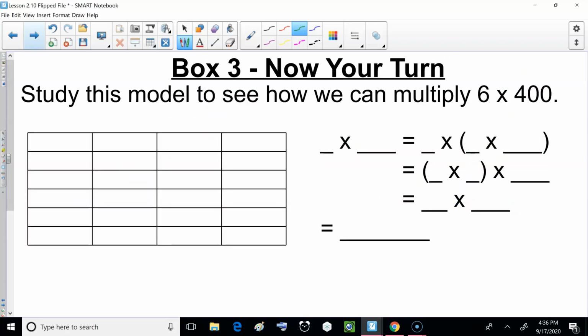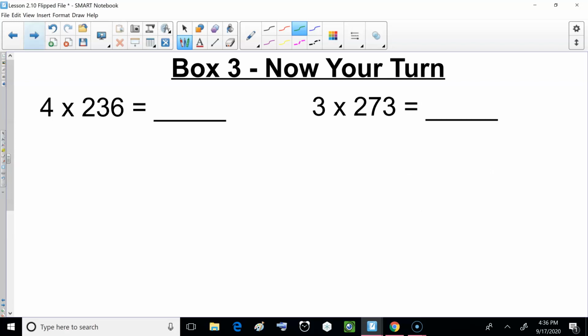So here's a model. Here's your turn. See if you can solve this multiplication problem, multiplying a 6 times 400 problem. So give it a shot right now. See if you can use that chart to guide you and fill out that information that you have on your problem. And now it's your turn for 2 more problems. 4 times 236 and 3 times 273. Using that area model, see, can you solve those 2 problems? So pause the video and give it your best shot.